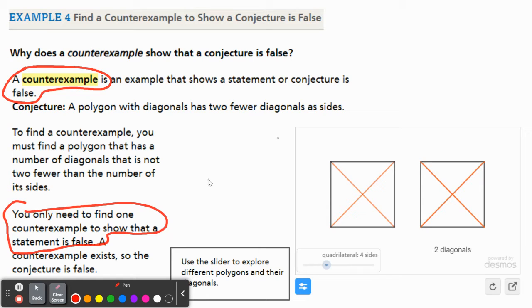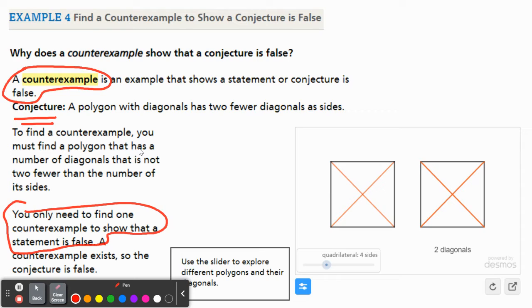So here is our conjecture, right? This is what they're trying to feed us. A polygon with diagonals has 2 fewer diagonals than its sides. First of all, a diagonal is a segment that goes across the polygon. It doesn't connect consecutive sides, because that would be a side of the polygon.